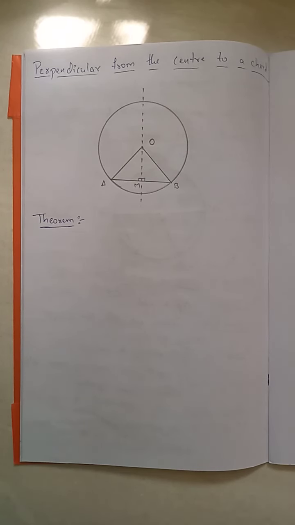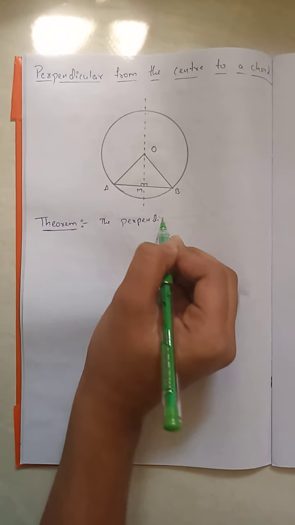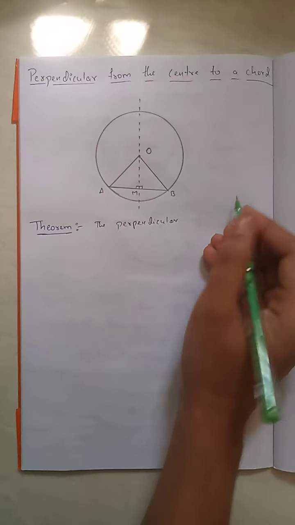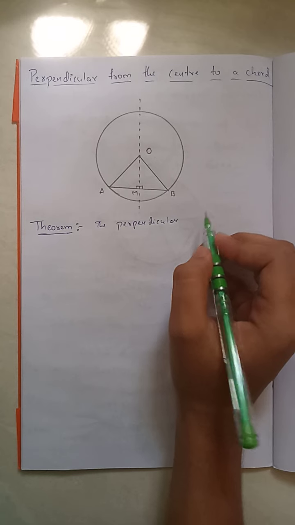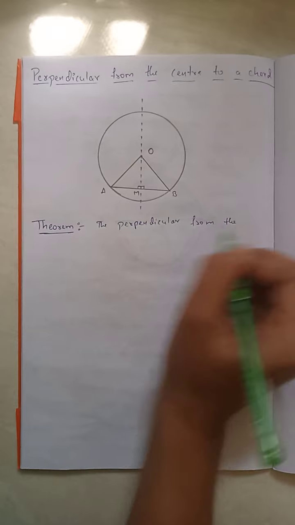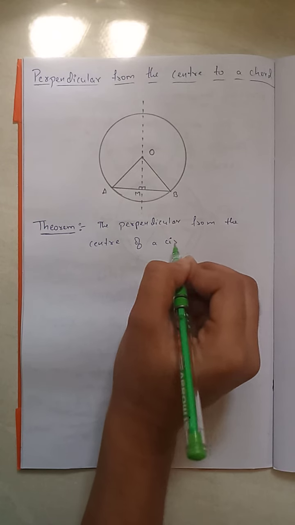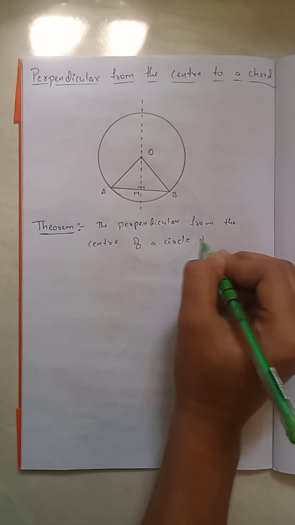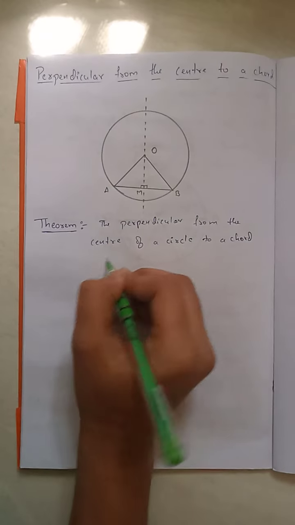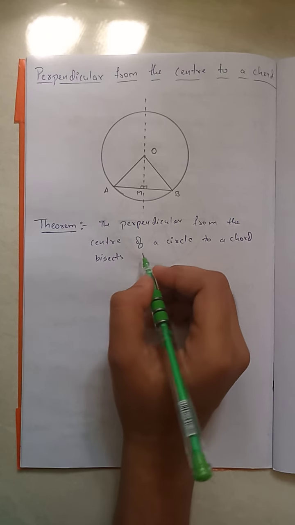Now we are going to discuss the second theorem of the chapter in class 9th, that is, by seeing the diagram only you all came to know that the theorem is: the perpendicular from the center of a circle to a chord bisects the chord. So we are going to prove this.